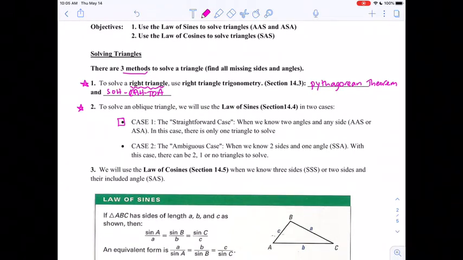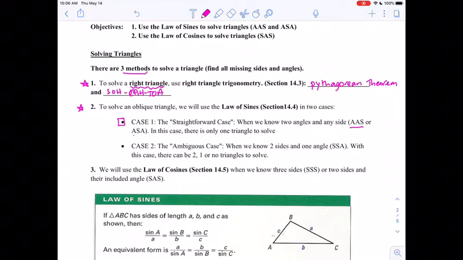So given two situations, you have one triangle, and within that triangle you're given two angles and then a side that's not included. Another situation for case 1 would be if you're given two angles and the side that's in between.